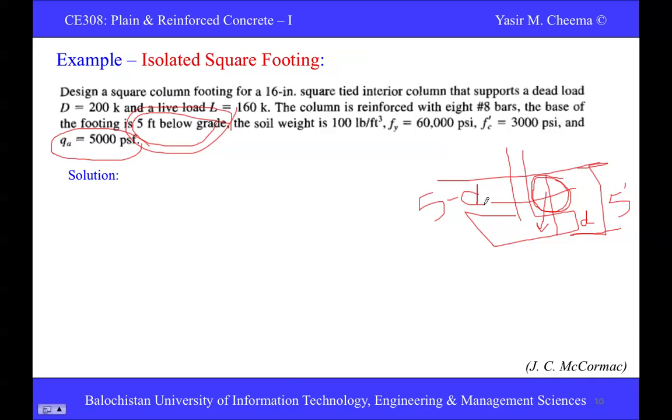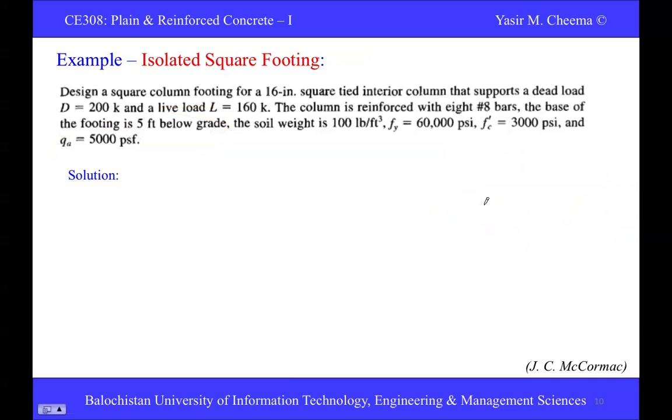Alright, so let's move forward to the solution here. I repeat the statement once again so you make it clear. It is a square column, 16-inch square. Alright, 16 inch is the column dimension. The dead load is 200 K, live load is 160 kips. K means kips, kilopounds. 8 bars are used there, and the footing is 5 foot below, as I mentioned earlier.